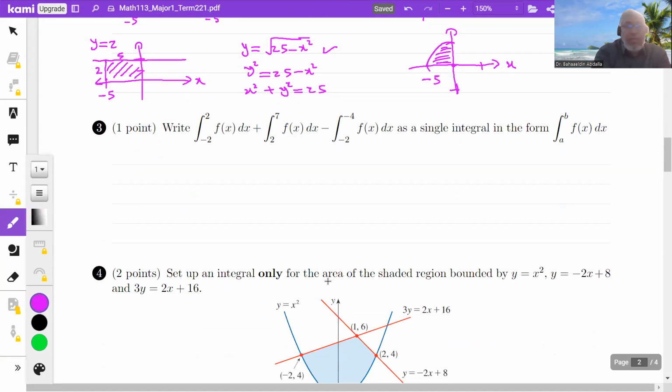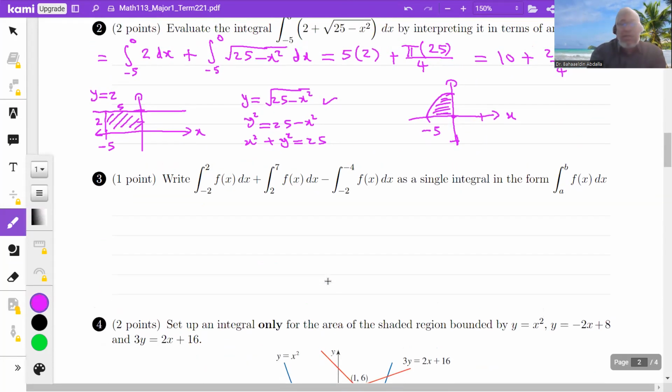Okay. Write this integral as a single integral in the form a to b. We have a property of the integral that if we have integral from -2 to 2, then plus 2 to 7, these two integrals, in fact, I can immediately write them integral from -2 to 7, okay? f of x dx. That's a property. When you have a to b, b to c, then you can write it from a to c.